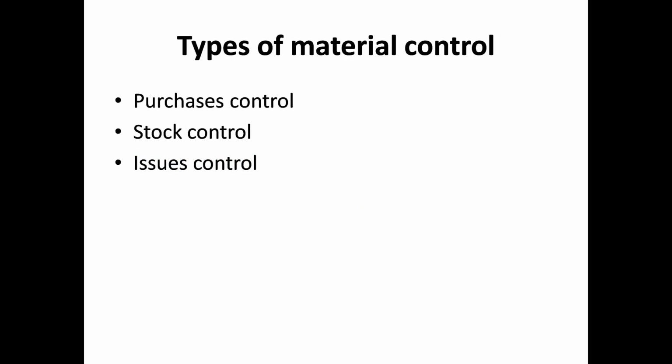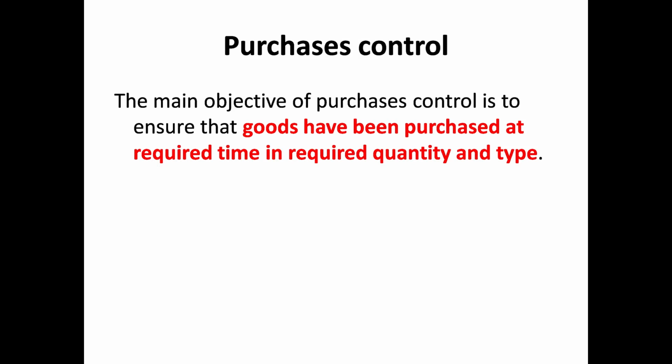Types of material control: purchases control, the buying process; stock control, the storing process; issues control, the issuing process. Purchases control. What's the main objective of purchases control? It is to ensure that goods have been purchased at the required time, required quantity and type. The three main factors are required time, required type and required quantity.